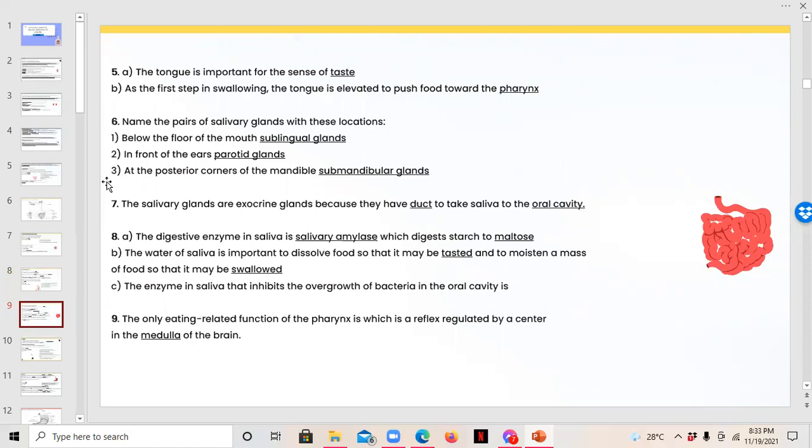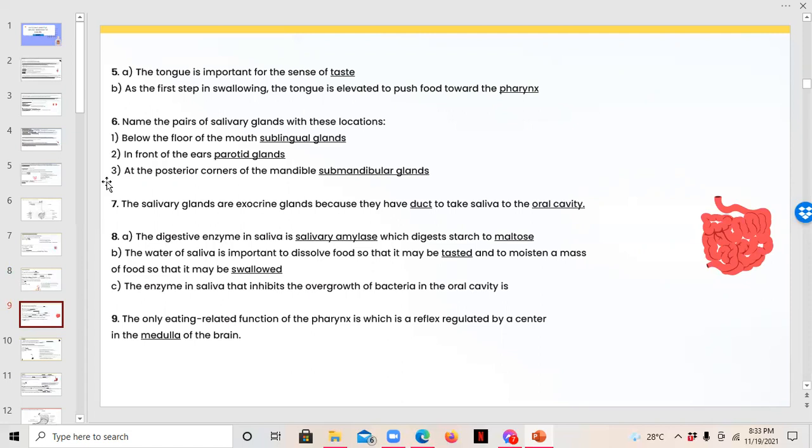Number 6. Name the pairs of salivary glands with these locations. Number 1. Below the floor of the mouth: sublingual glands. Sublingual glands are the smallest of the three major salivary glands. The sublingual glands are almond-shaped and they empty near the junction of your tongue and the floor of your mouth.